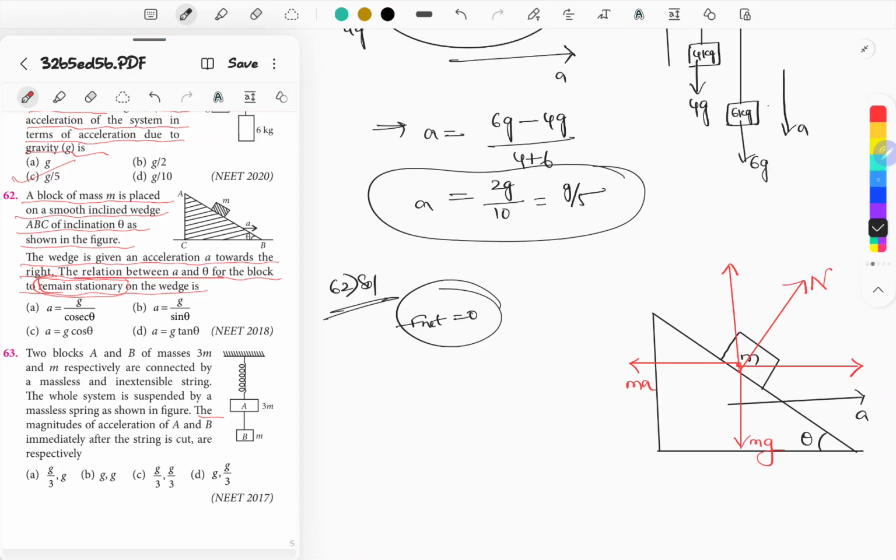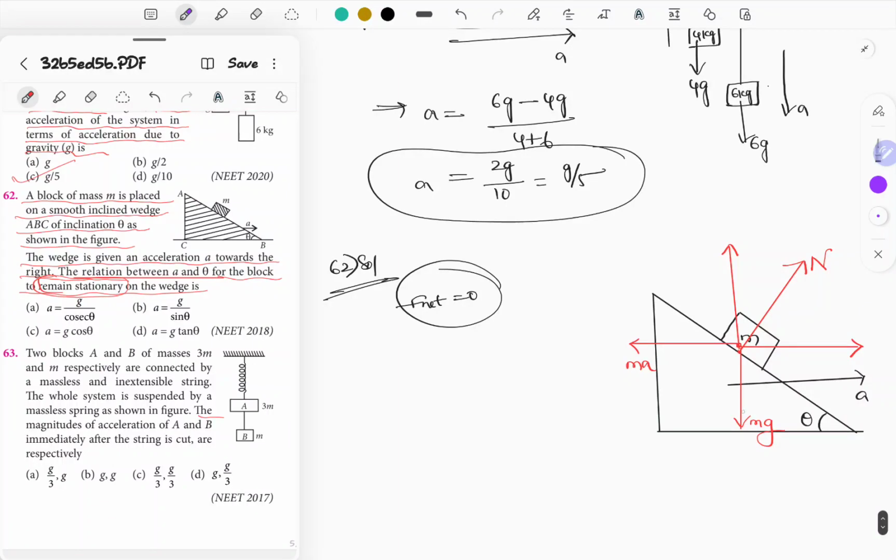Okay, let me select this. Now if this is theta, this is going to be 90 degrees. Observe carefully. This is going to be 90 minus theta. This angle is 90 minus theta. If this is 90 minus theta, this is going to be theta. Okay, that is how we have to divide.